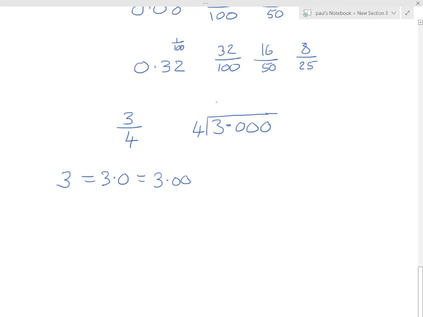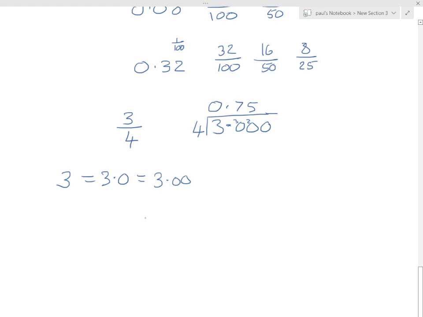So 4s into 3 don't go, so that's 0. 4s into 30, so the 3 left over, so you've got 4s into 30, and 4 7s are 28 with 2 left over, and 4s into 20 go 5, and there's nothing left over, so we didn't actually need the third 0 in this case. So 3/4 is the same as 0.75.